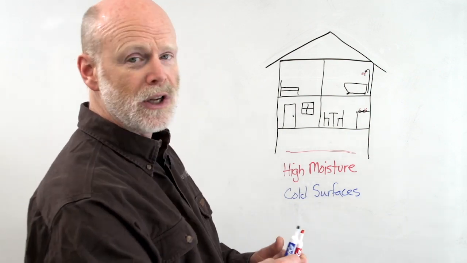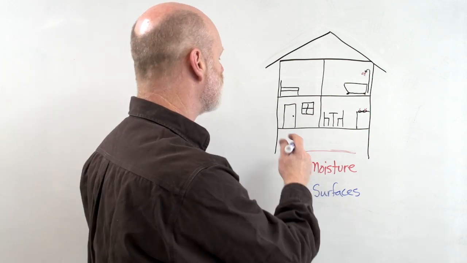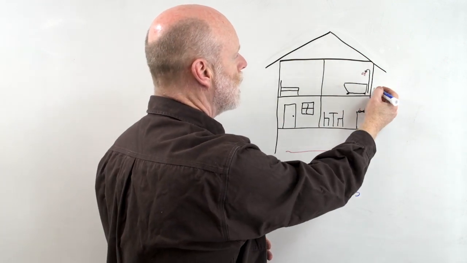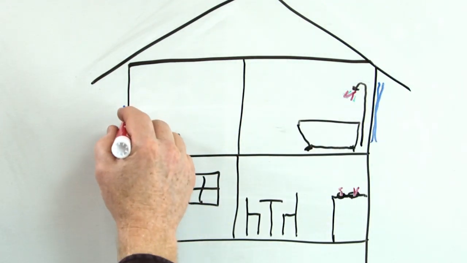So we also need cold surfaces. Sometimes the cold surfaces are obvious. Windows. Sometimes it's around doors. Wall surfaces that are cold. Moisture condenses in these areas.